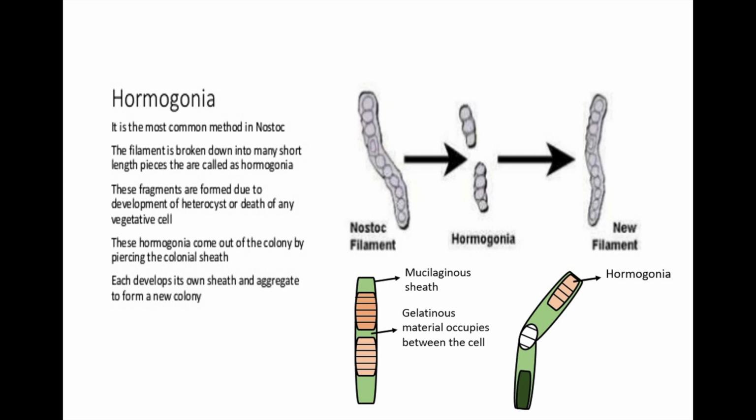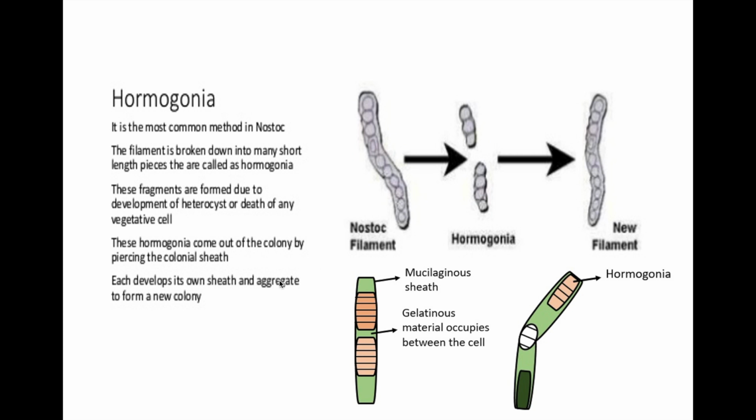This is hormogonia. This is the most common method in the case of Nostoc. The filament is broken down into many short pieces and these are called hormogonia. These fragments are formed due to development of a heterocyst or death of any vegetative cell. You can see a Nostoc filament here. It is broken into two filaments and these two broken filaments will give rise to two new filaments, right?